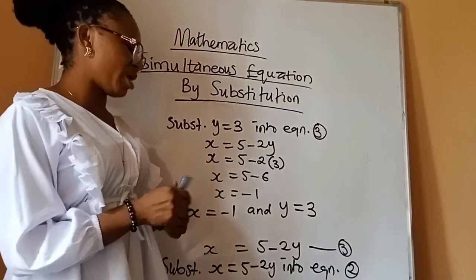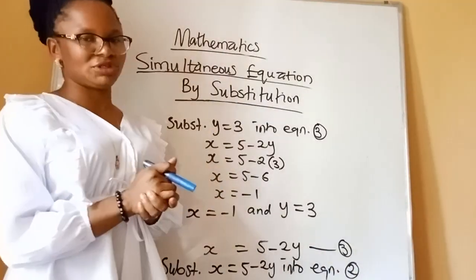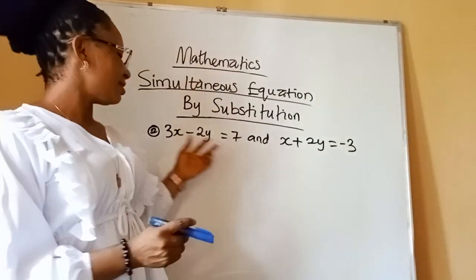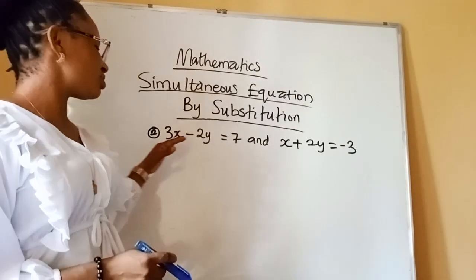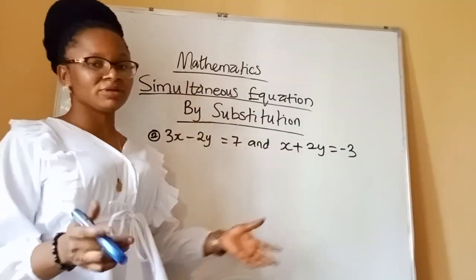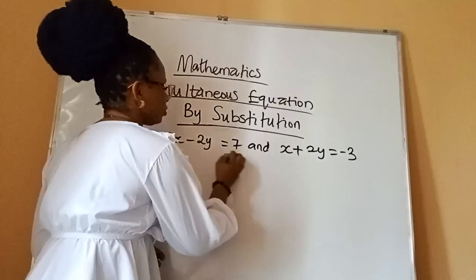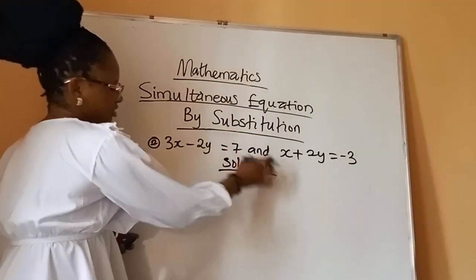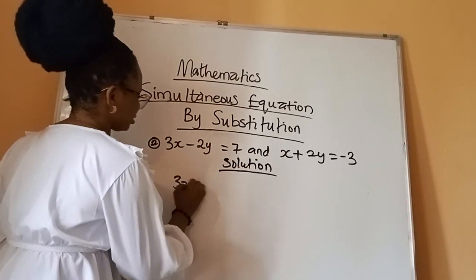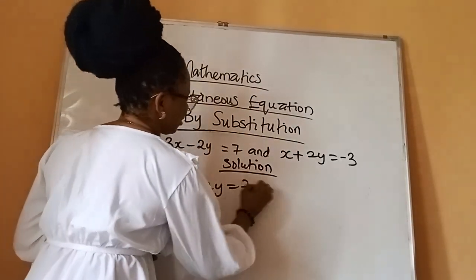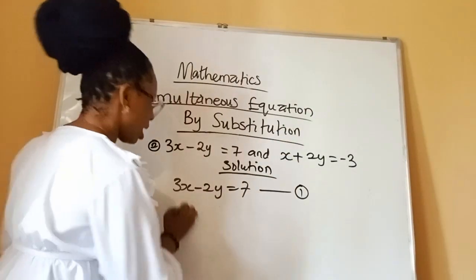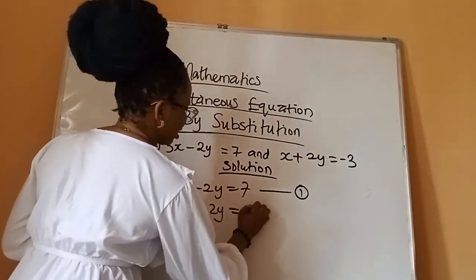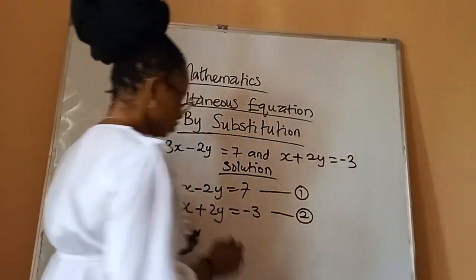Let's do one more example using substitution method. This is the second example. We are asked to solve this equation using substitution method. So we go again the same way we did the first example. Arrange the equation, calling 3x minus 2y equals 7 our equation 1, and x plus 2y equals minus 3 our equation 2.